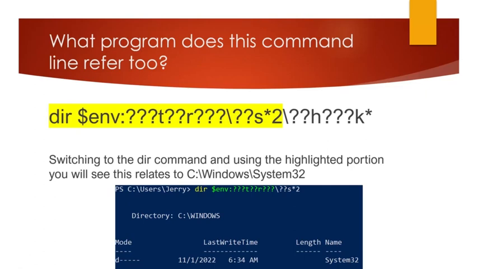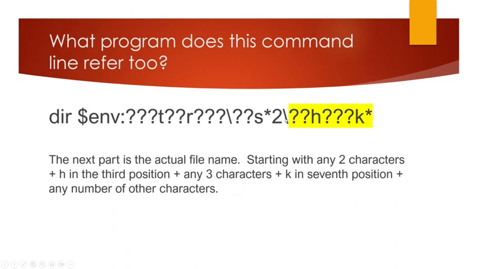All right. Moving on here, that last part. $H, $K, asterisk. So this is actually the file name since it's the last part. So starting with any two characters, the third position has to be an H. And then any three characters, plus in the seventh position we have a K, followed by any number of characters. So what's that going to end up being?